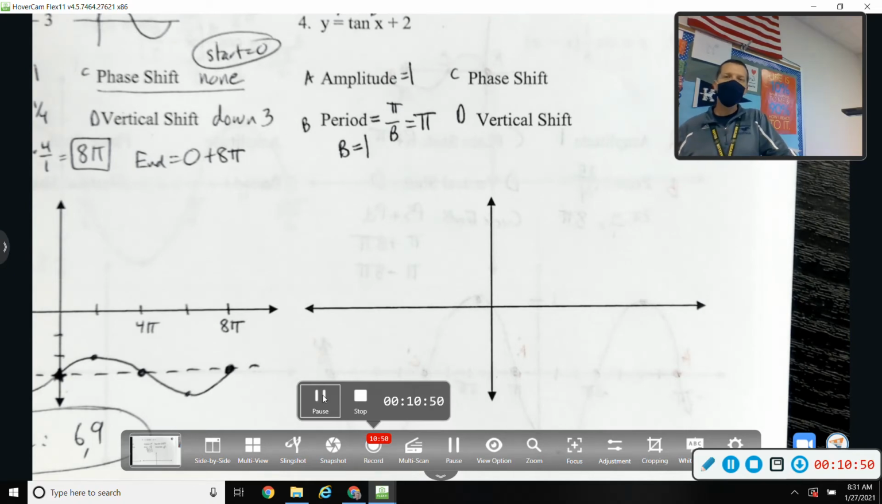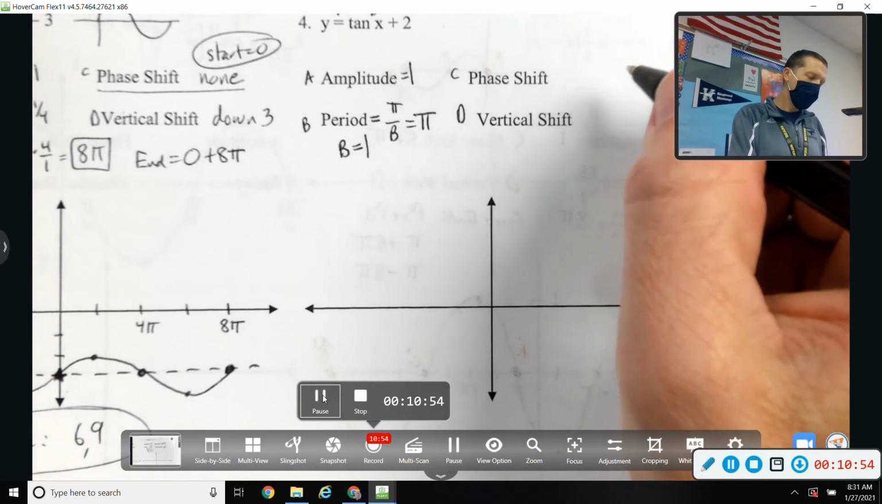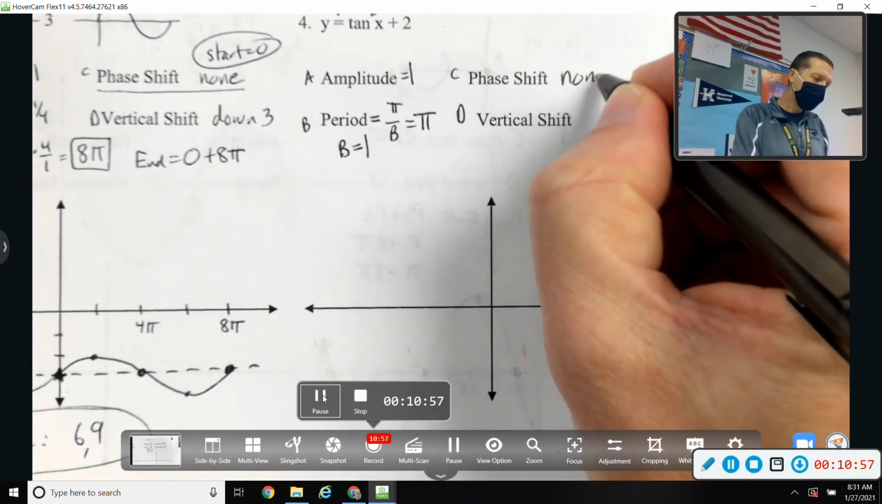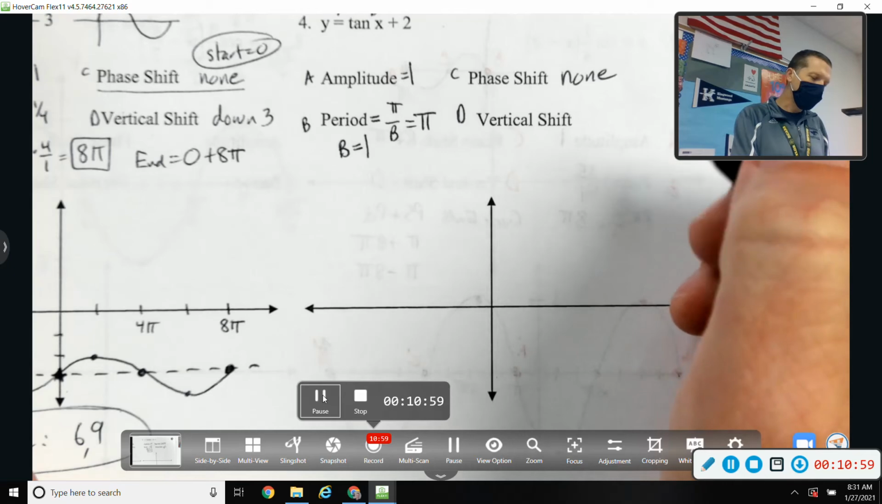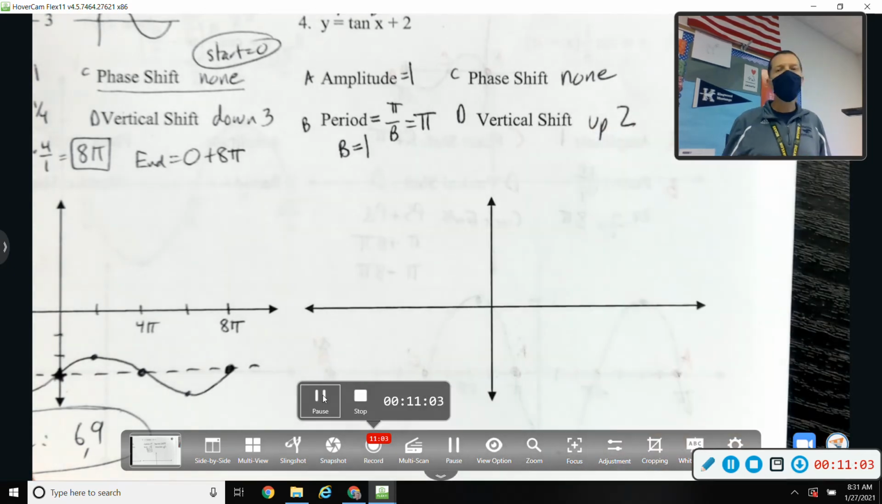What's the phase shift? None. And the vertical shift? Up 2. And again, let's use that information in reverse. A, B, C, D, D, C, B, A. So we'll go up 2.